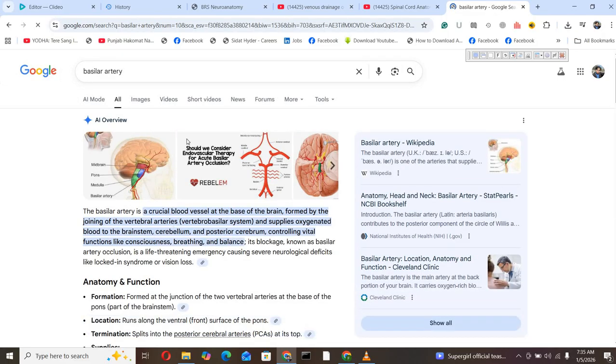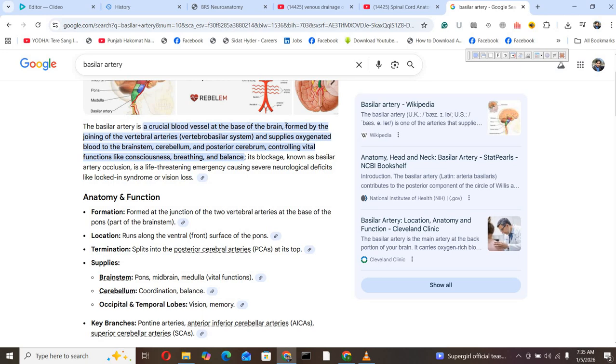The basilar artery is a crucial blood vessel at the base of the brain, formed by the joining of the vertebral arteries, and supplies oxygenated blood to the brainstem, cerebellum, and posterior cerebrum, controlling vital functions like consciousness, breathing, and balance. Its blockage, known as basilar artery occlusion, is a life-threatening emergency causing severe neurological deficits.